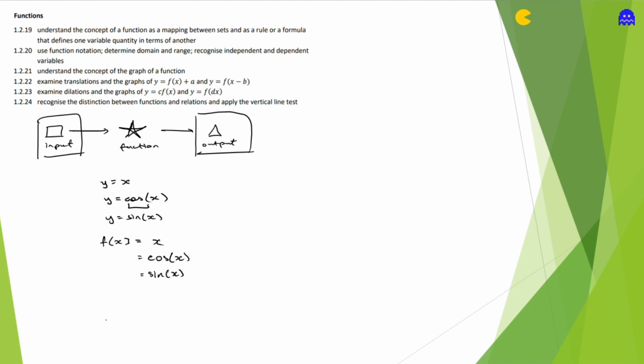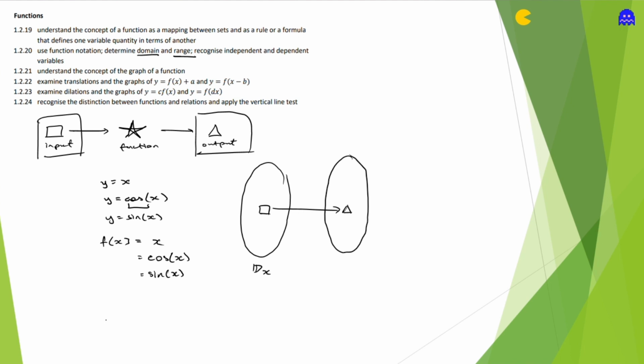Importantly, when it comes to a function, they have an associated domain and an associated range. So in the case of this function x here, we have a domain, which is all the values that x can assume. This is our domain of x. And every single value in this domain of x will map to a corresponding y value. That corresponding y value is the output. It is the range of values that y can assume.